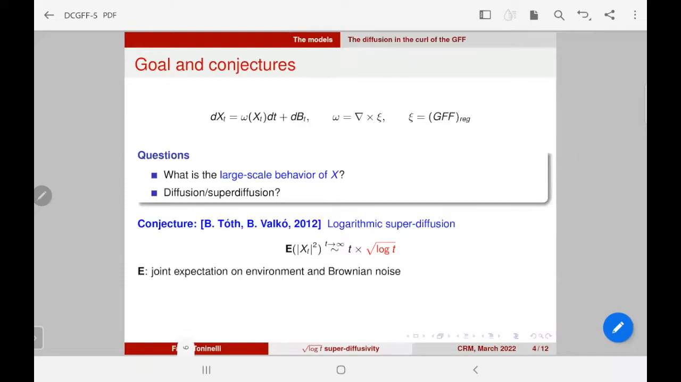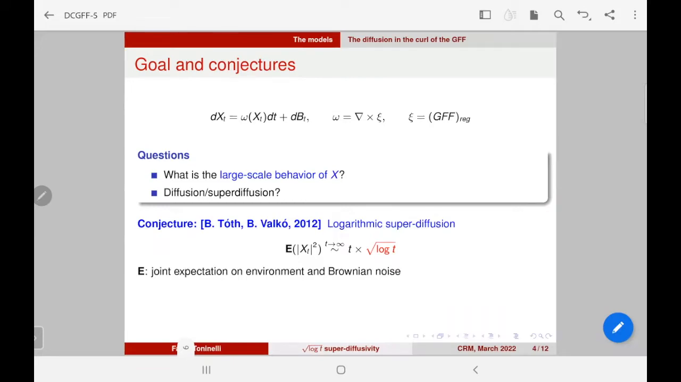This model was introduced, I will say more about the history later, in a paper by Bálint Tóth and Benedek Valkó in 2012. They have a heuristic argument to conjecture that the behavior will be superdiffusive, but barely so.